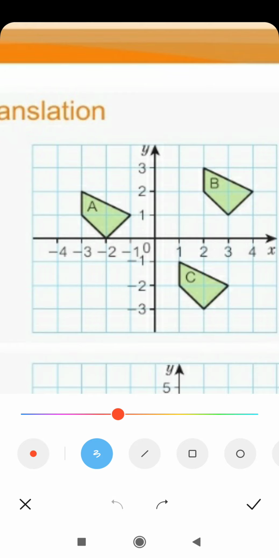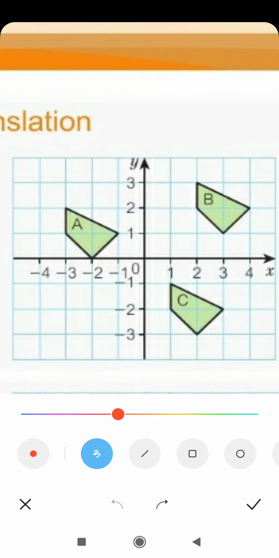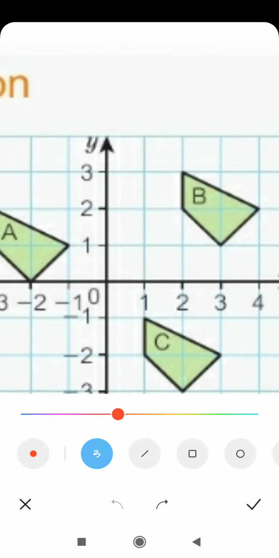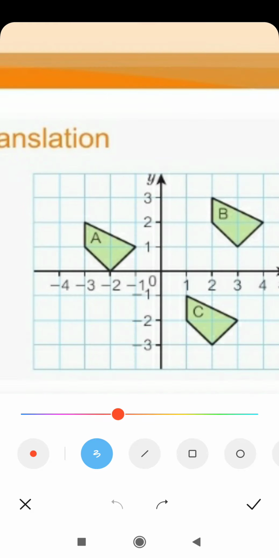What happened here? We can't say it's a reflection because he said translation. He told you to describe the translation itself. Don't say, oh, it reflected. No, no, no, you can't say that because he wants you to describe the translation by itself, okay? Now, as you can see, when you describe the translation of shapes, you have to describe what happened to this shape. How did it go from here to here?